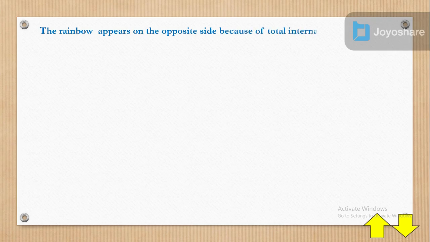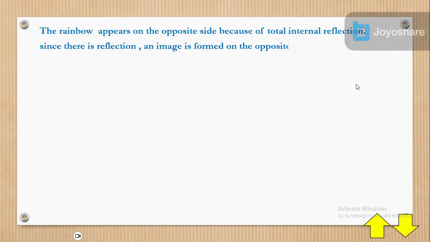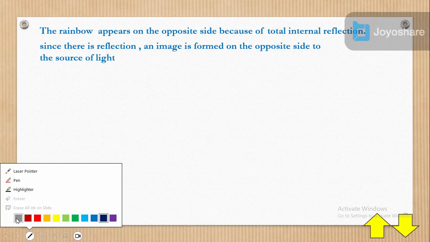Okay, well, still about the other one. We see that the rainbow appears on the opposite side because of total internal reflection. I explained that. Okay, so finally we have that. We are saying that the rainbow appears on the opposite side because of total internal reflection. Since there is reflection, an image is formed on the opposite side of the light.